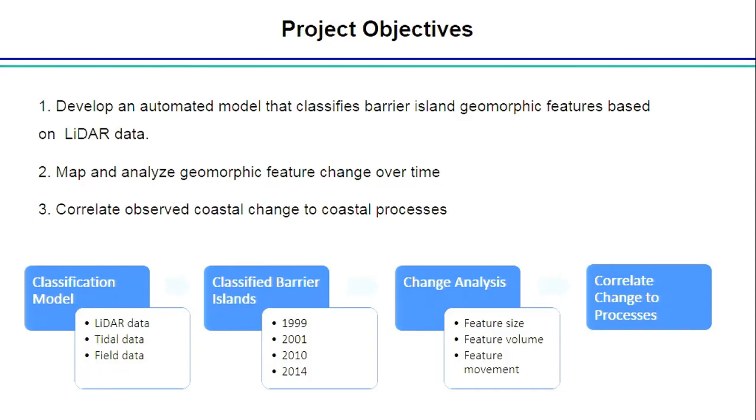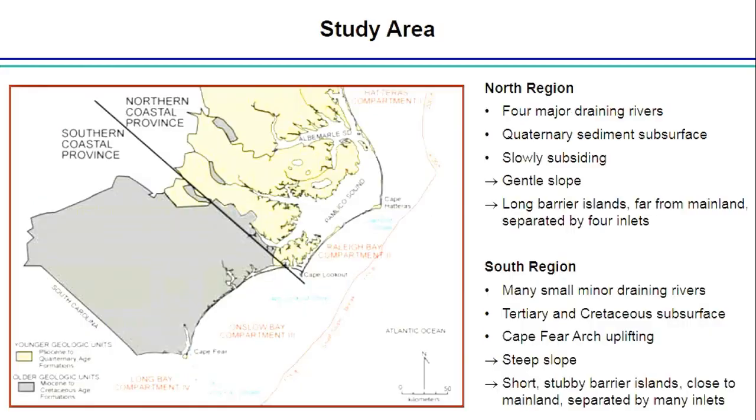The first one was to develop this automated model that would classify the individual geomorphic features of the barrier island. And then next, we wanted to use that model to map those barrier features over several time steps and analyze change in those time steps. And then finally, we want to take that change and correlate it to coastal processes that are known to be affecting the barrier islands.